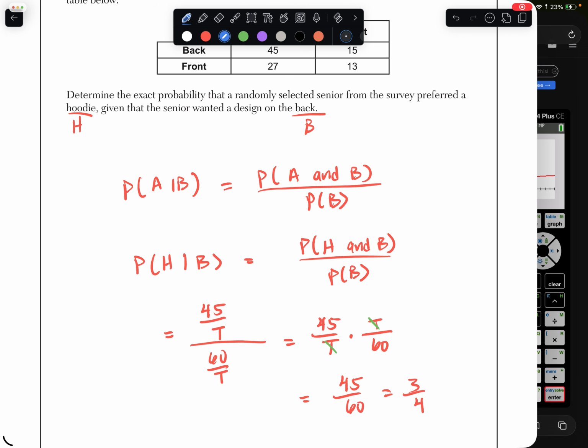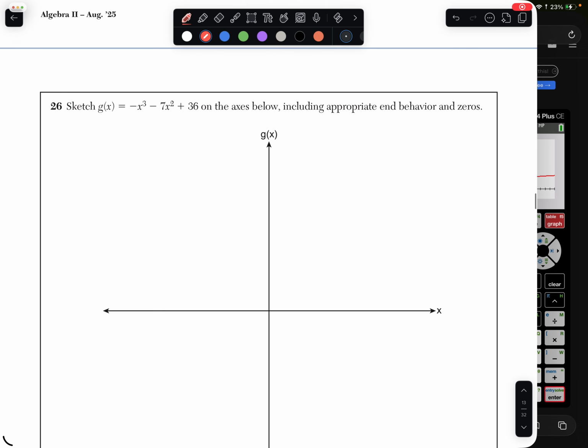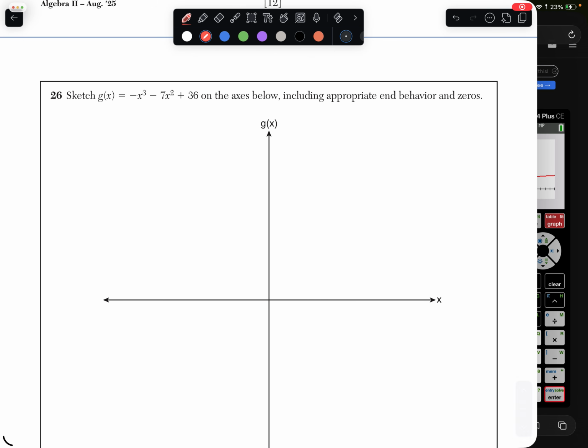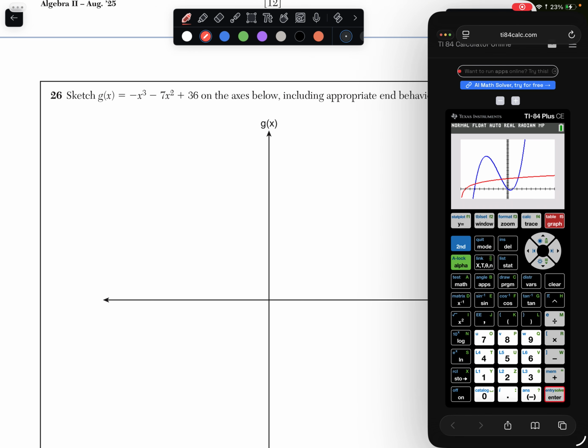So this formula here, you would definitely have to remember for the Regents. All right, sketch negative x cubed minus 7x squared plus 36 on the set of axes below, including appropriate end behaviors and zeros. For this one, you just have to graph the general shape and then label the zeros. What I would recommend is, of course, graph on the calculator.